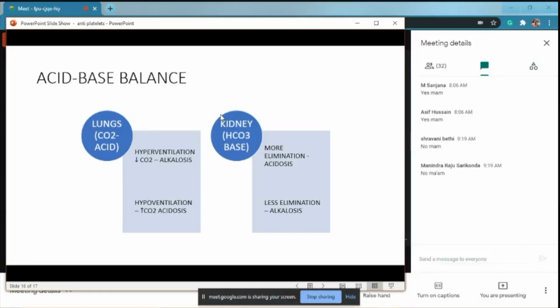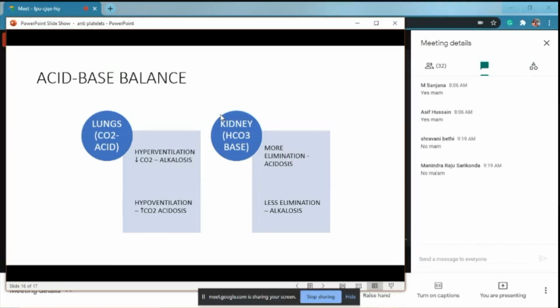Now, what about hypoventilation? Hypoventilation means decreased breathing. In hypoventilation, the CO2 goes high and it causes respiratory acidosis. So it's very easy. Again, lungs control the acid: CO2 converts to carbonic acid and it controls the acid balance of the body. In hyperventilation, the CO2 goes down and it causes respiratory alkalosis. In hypoventilation, CO2 goes up and it causes respiratory acidosis.